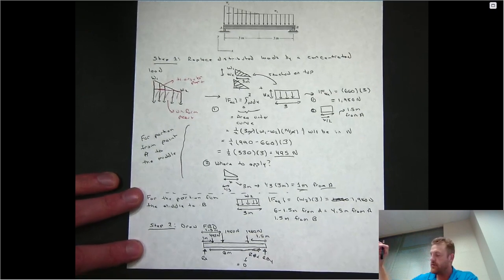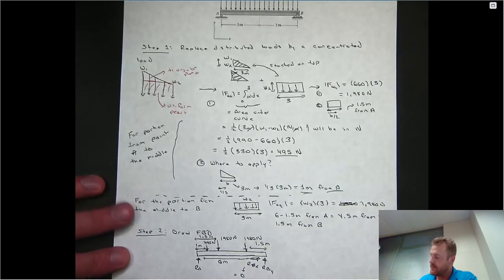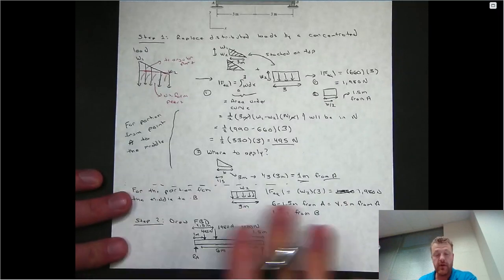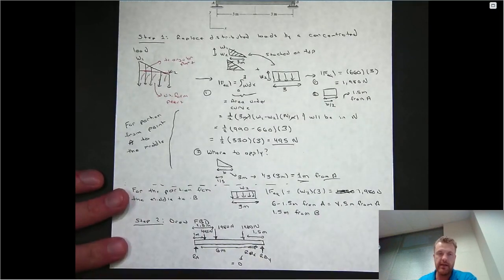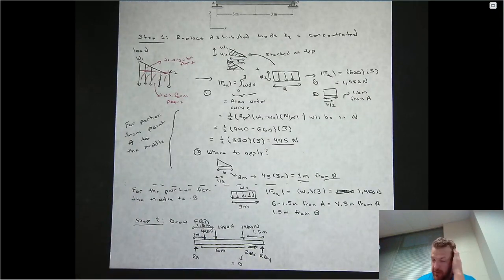So let's talk about how we would solve for these unknown reactions. So remember that in general, for a coplanar force system, you can write 3 equations of equilibrium.